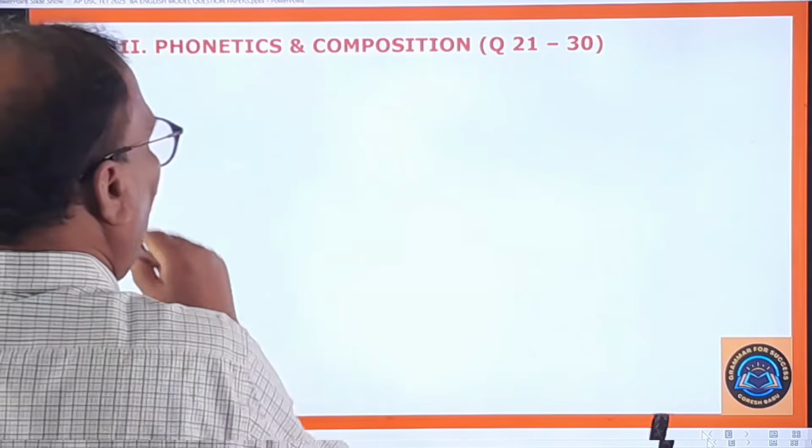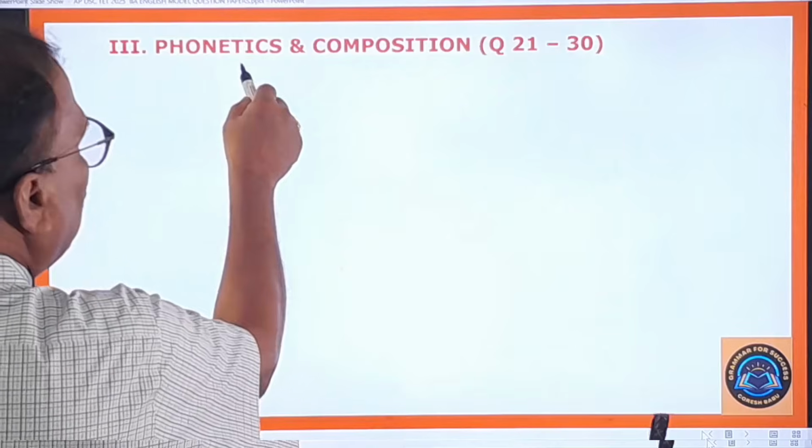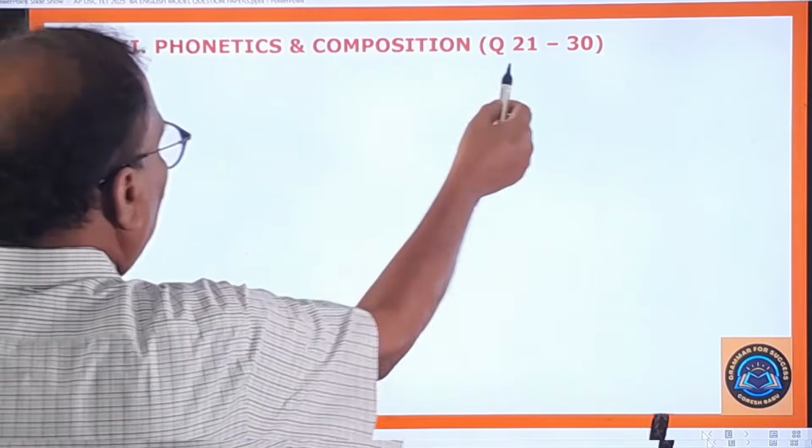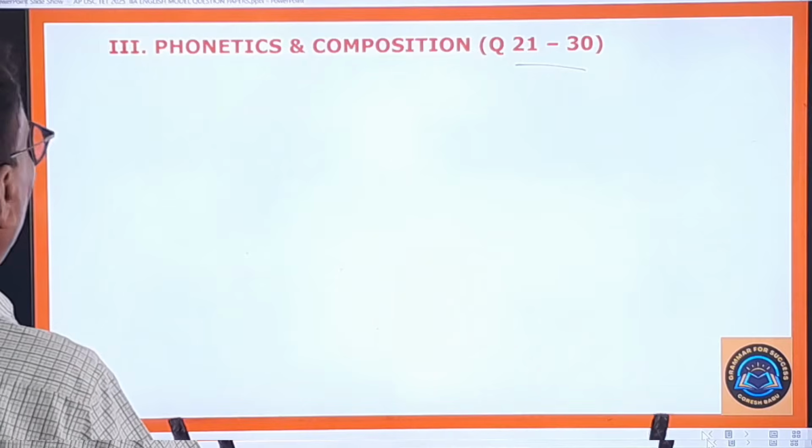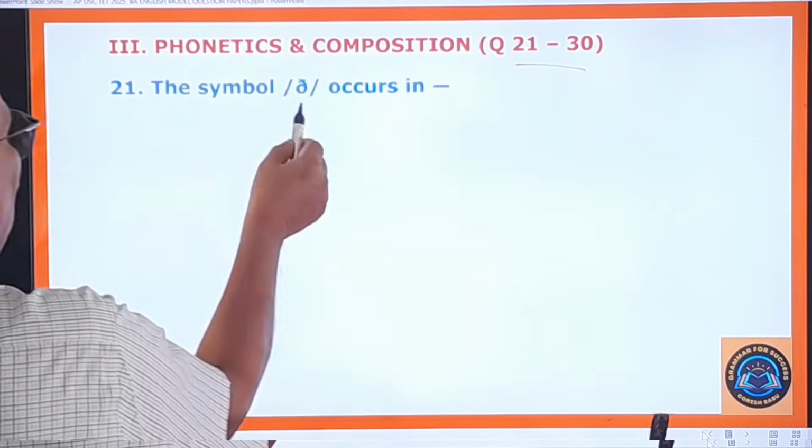Third section of this question paper, phonetics and composition. On this section I have given you 10 questions. Again try to answer all of them. Right. 21st question, the symbol.